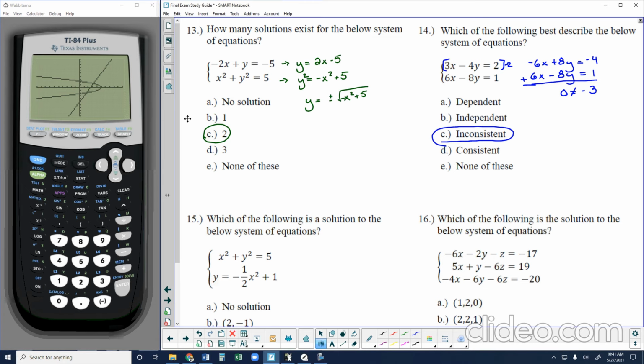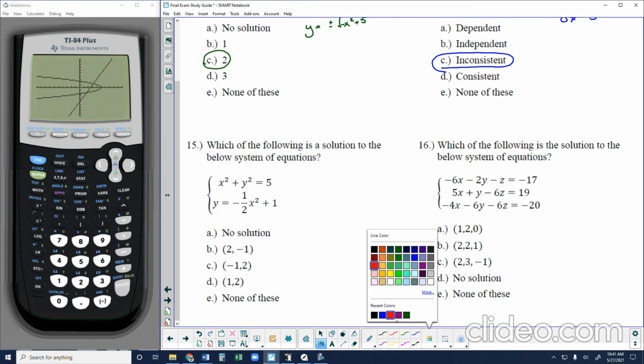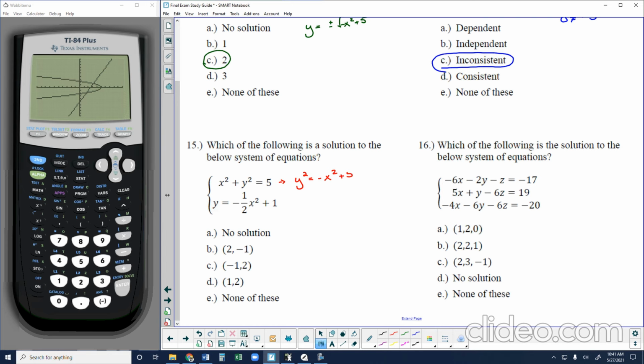So in the next problem, it says, which of the following is a solution to the below system of equations? So here we have to find the solution. Similar to the problem we did in 13, I'm going to graph these. The second equation is already written in the appropriate form to graph. With the first equation, I'm going to rewrite it by first subtracting the x squared term, and then by creating a square root.